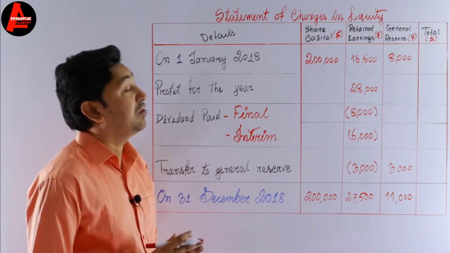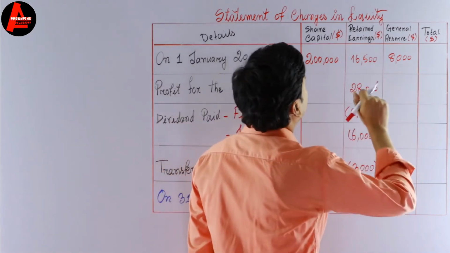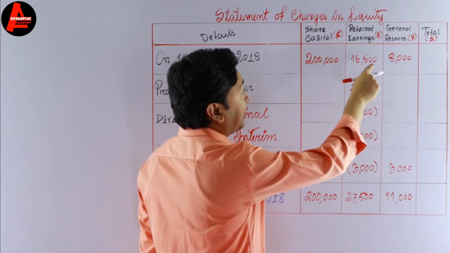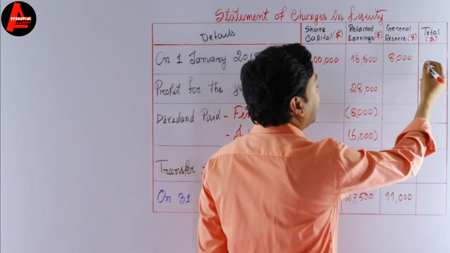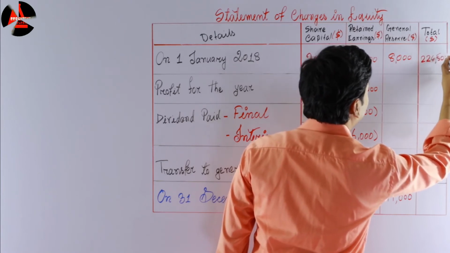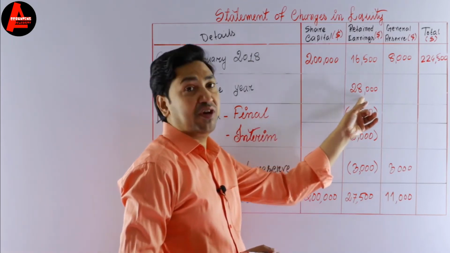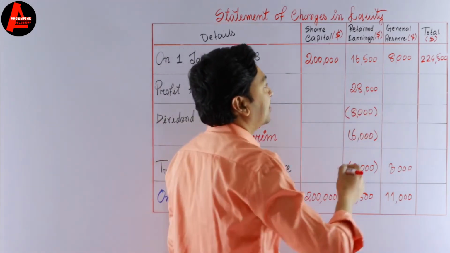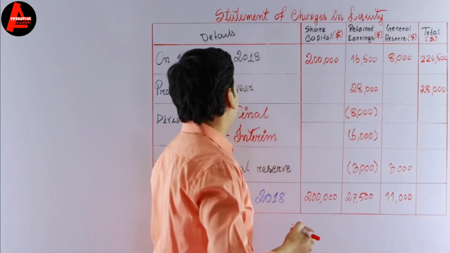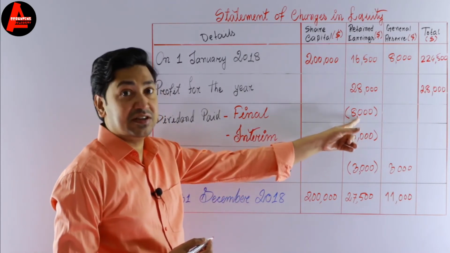Okay, now we will add horizontally. That means this way we have to add. Okay, so here we have 200,000, here 16,500, here 8,000. So if we add, we get $224,500. Okay, very good. Now profit for the year. Here we have only one item, so same amount will go there, $28,000.